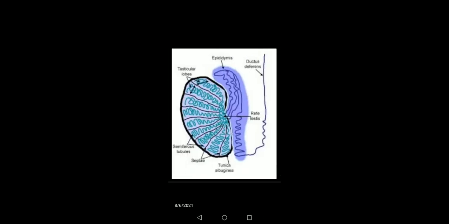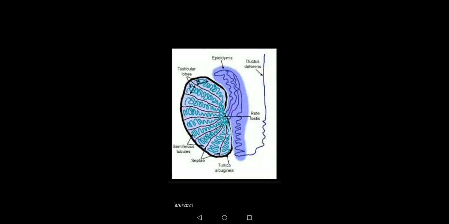Thus the scrotum acts as a thermoregulator for spermatogenesis. Blank acts as a thermoregulator. They'll ask you one word, just underline: the scrotum acts as a thermoregulator. Now we'll see the structure of the testes. I will show you one diagram here. So this is the structure of the testis diagram.